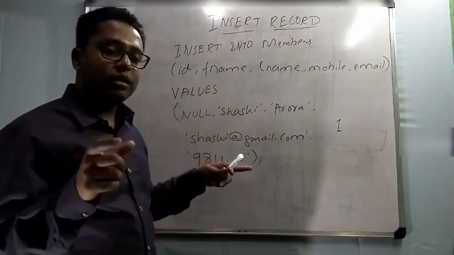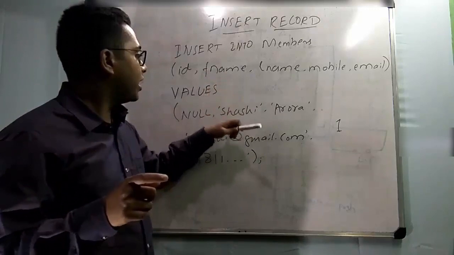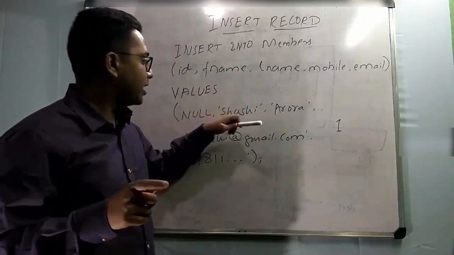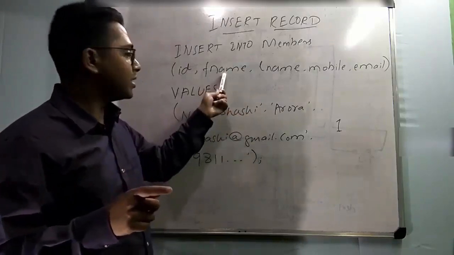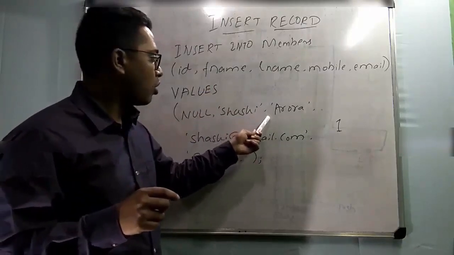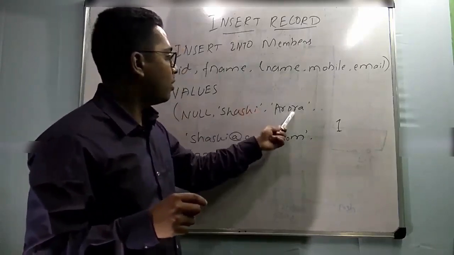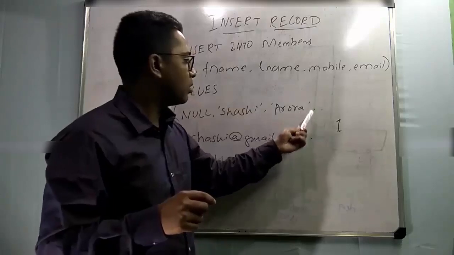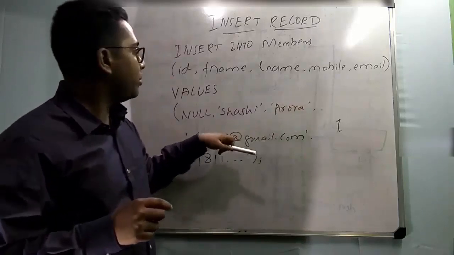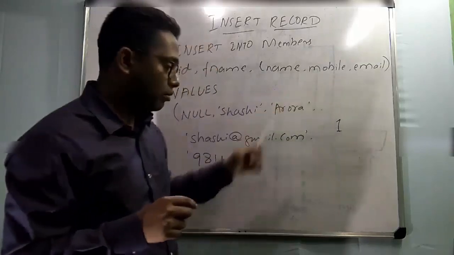Now we need to enter the values for the rest of the fields. The second field is Fname. I have written a name, Shashi. You need to enclose the values inside single quotes. Put a single quote, type the value that you want to store inside Fname, and then close the single quote. Then put a comma, again put a single quote, then the Lname of the member, and close the single quote. Then put a comma, and then write the email. I think first it should be email and then mobile.